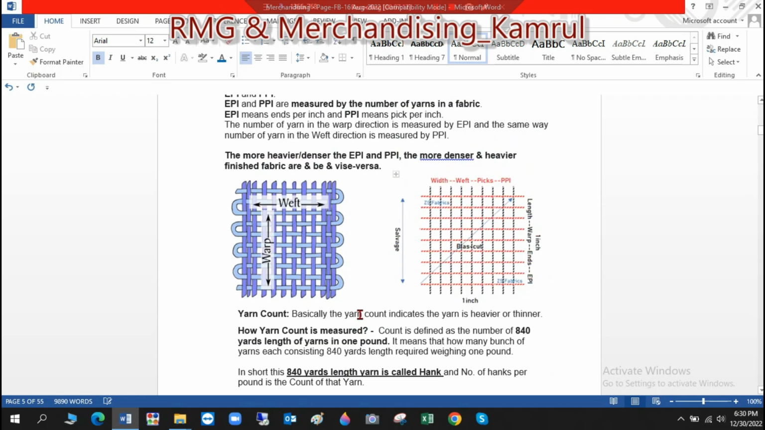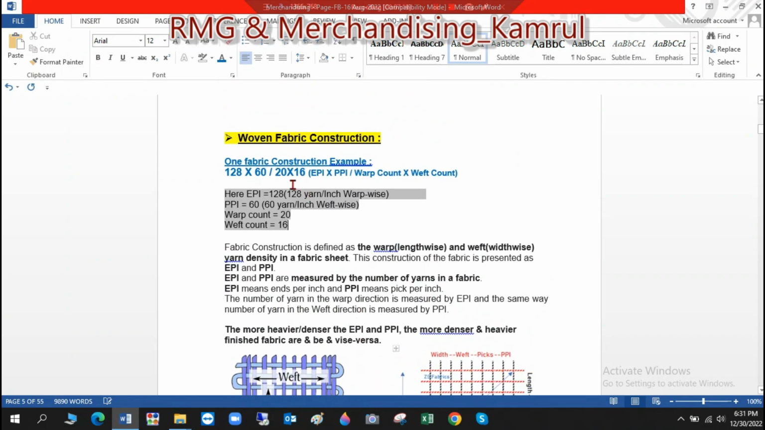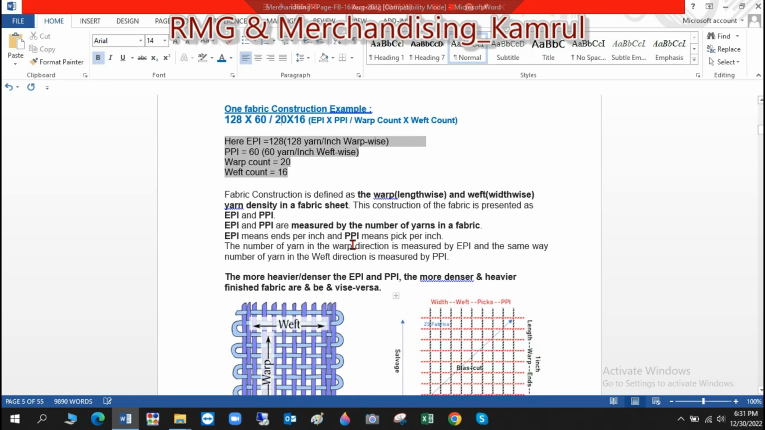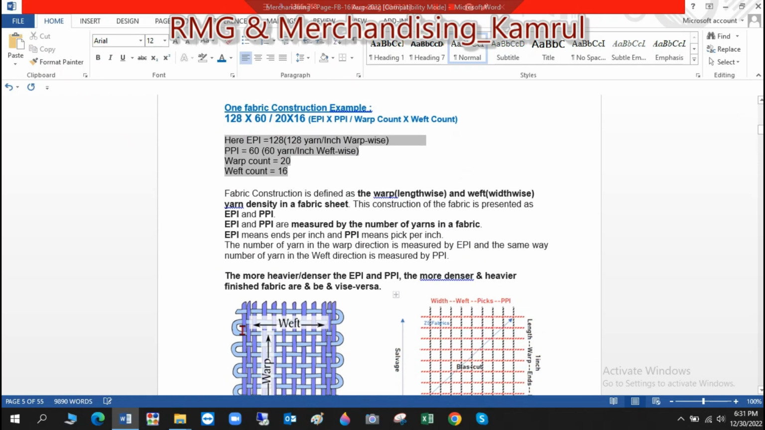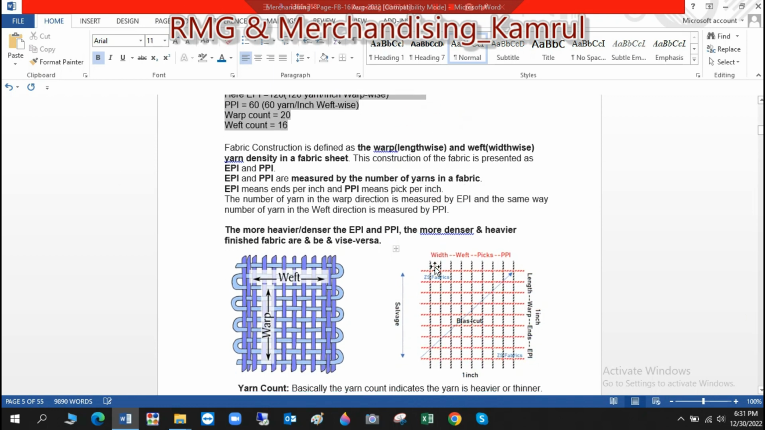And now I think we have got it clear. That's what this 20 and 16 is. 20 means 20 hanks, and each hank contains 840 yards of yarn. So here this 128 is the warp yarn, 128 yarns per inch, the yarn count is 20, and this 60 yarn count is 16. So that is called warp count and weft count. So from this we can get another calculation.